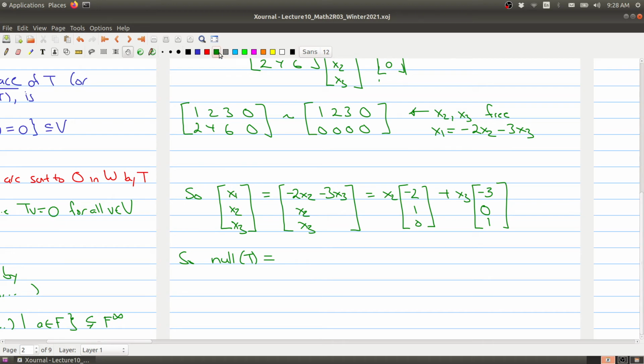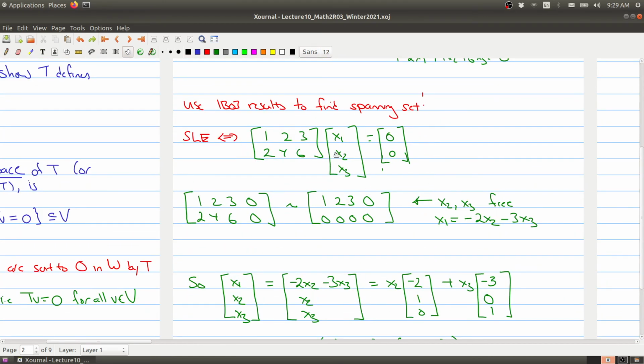So the null space, putting all the pieces together, is the span of the vectors minus 2, 1, 0 and minus 3, 0, 1. So all linear combinations of these vectors give me the null space of T. Okay, so here what we're seeing is stuff that you did in Math 1B03, which is finding all solutions. Finding all solutions to this homogeneous system of equations is really finding the null space of a linear transformation. So that's the connection here.